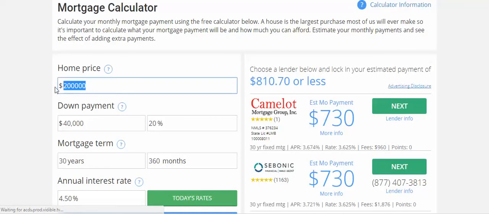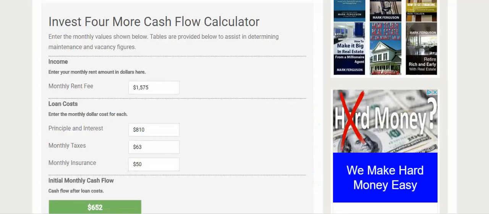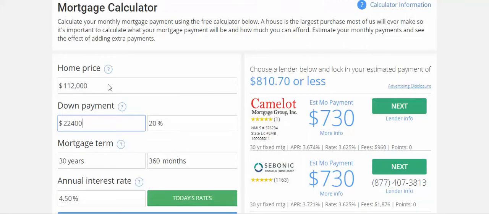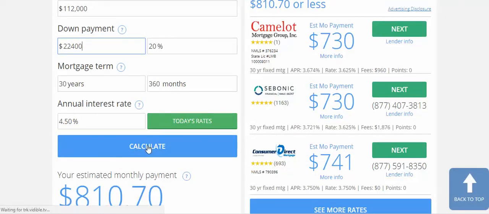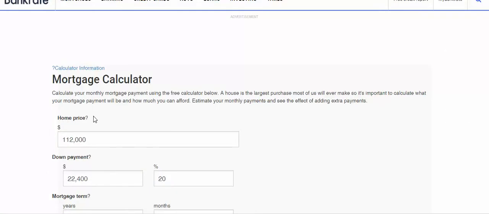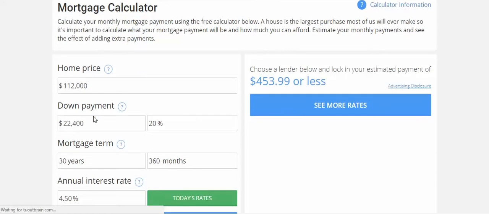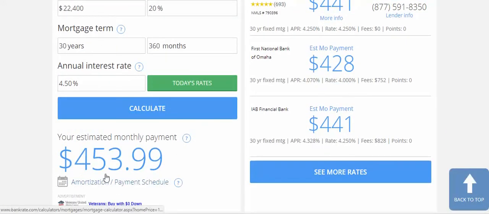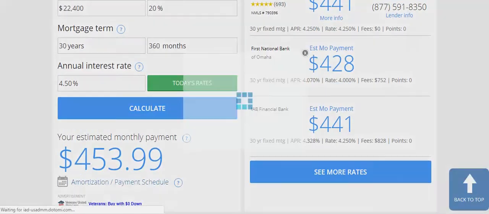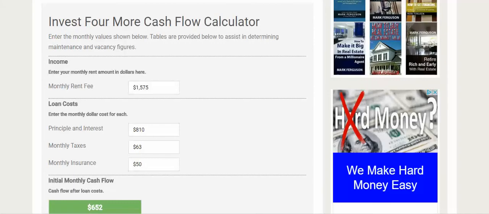We'll go back to bank rate. We'll just make it $112,000. Our down payment is $22,400. So calculate the rent, or sorry, not the rent, the payment. Our payment is $454. That's a heck of a lot better.